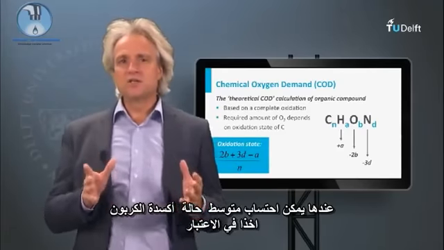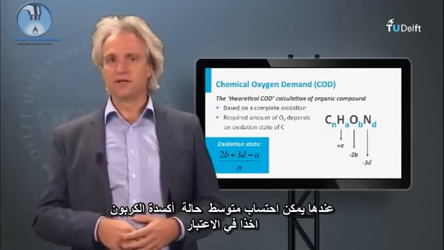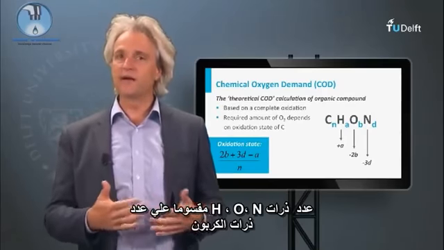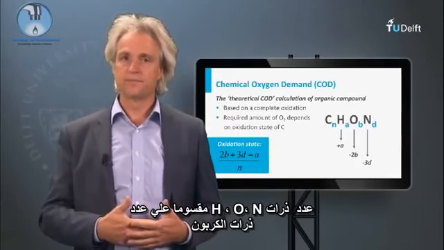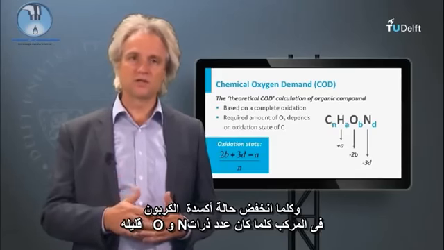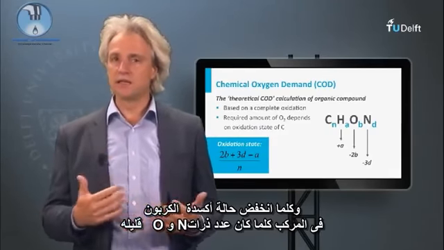The average oxidation state of the carbon can then be calculated, taking the number of H, O and N atoms into account, divided by the number of carbon atoms. The lower the oxidation state of the carbon, the lower the number of oxygen and nitrogen atoms in the compound.